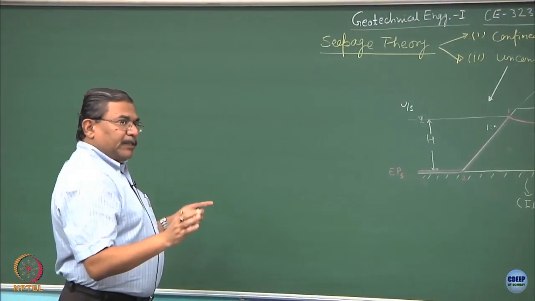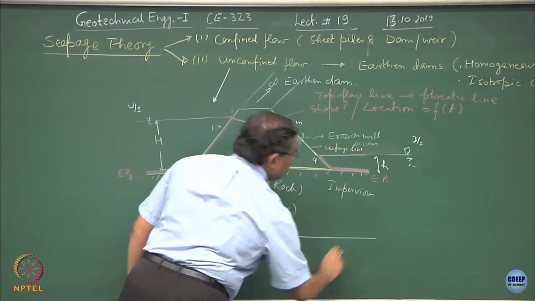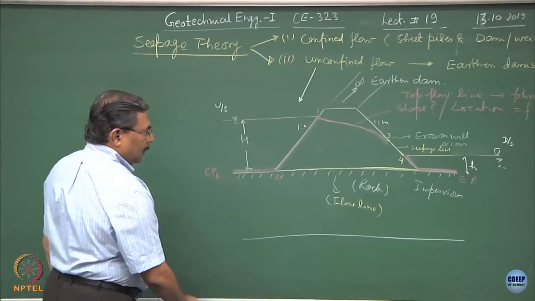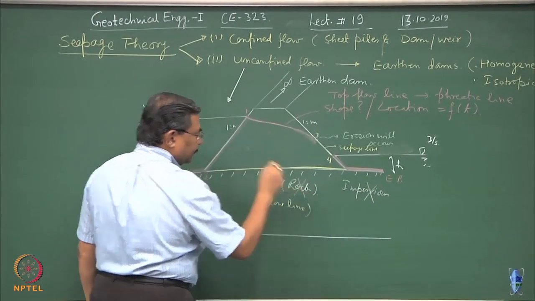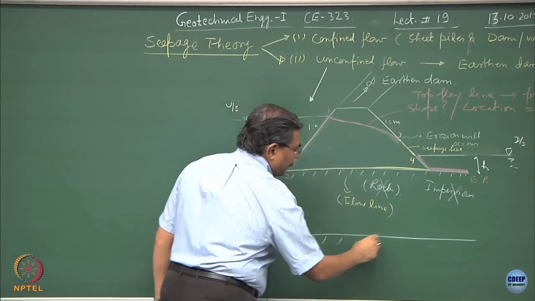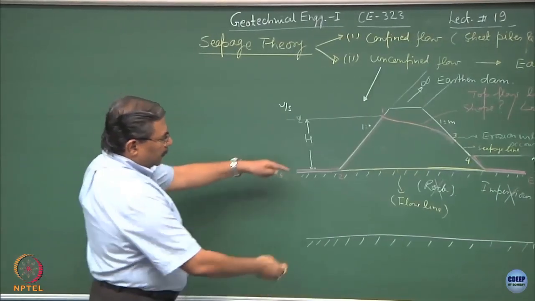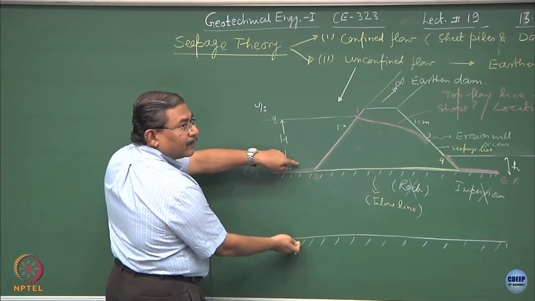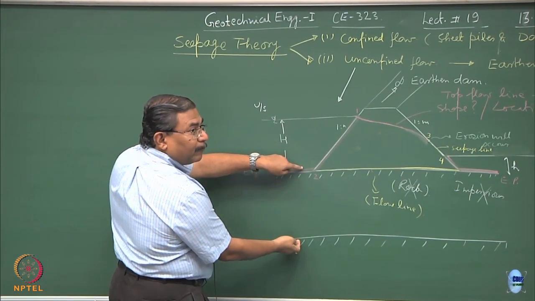A comprehensive picture of this situation would be if I consider the foundation soil also. So, I will remove this impervious layer from here and I will shift the impervious layer somewhere over here. Now, what has happened? This portion we have already analyzed, clear? So, this is a sort of a confined flow.